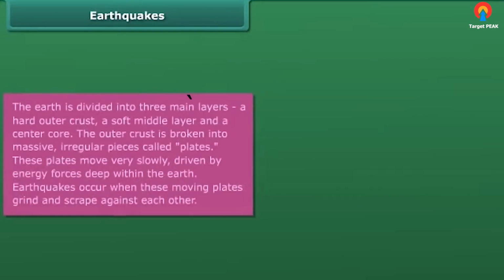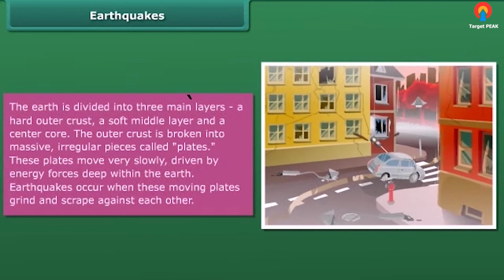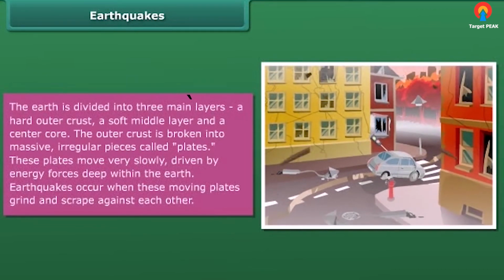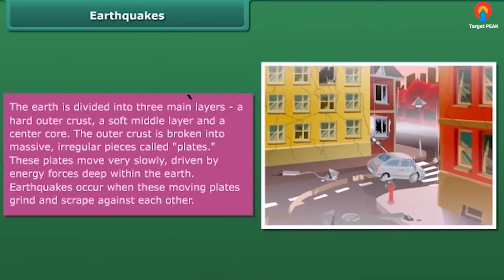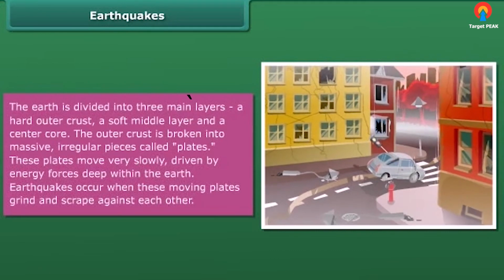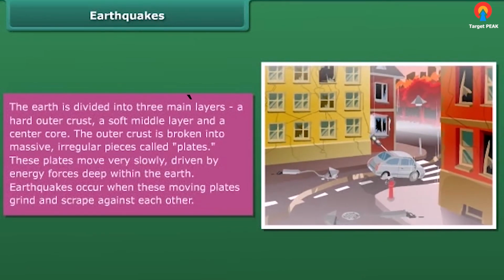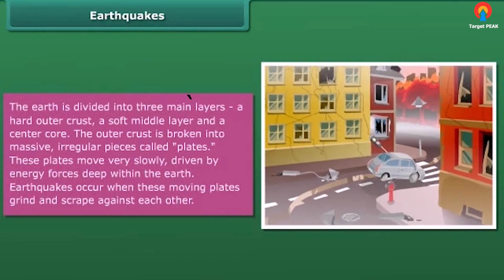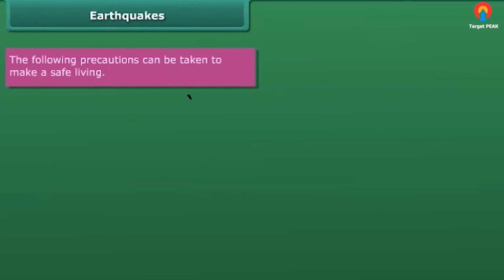Earthquakes. The earth is divided into 3 main layers: a hard outer crust, a soft middle layer, and a center core. The outer crust is broken into massive, irregular pieces called plates. These plates move slowly, driven by energy forces deep within the earth. Earthquakes occur when these moving plates grind and scrape against each other. The following precautions can be taken to make a safe living.